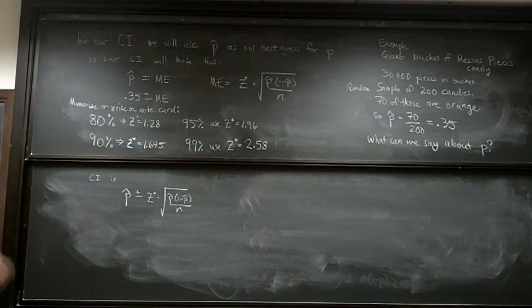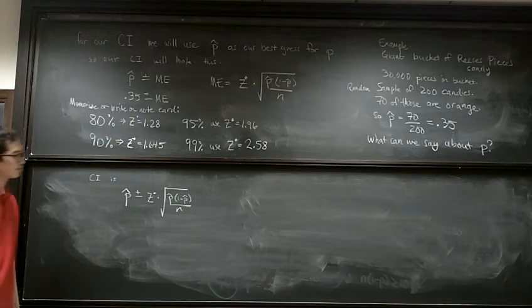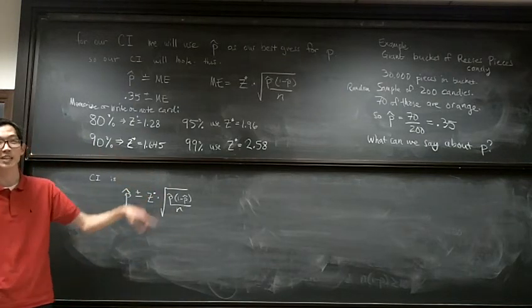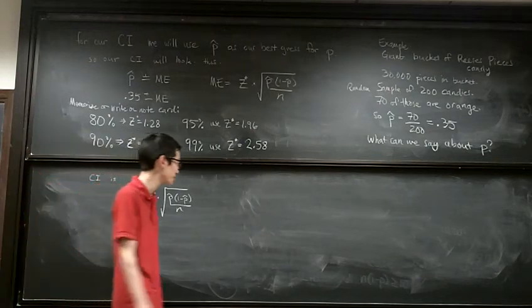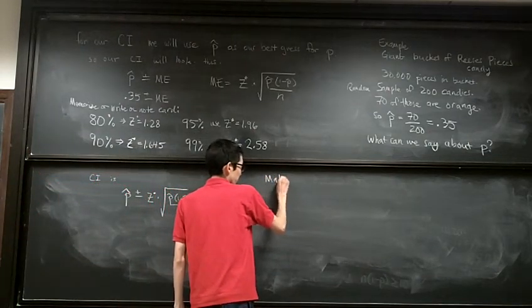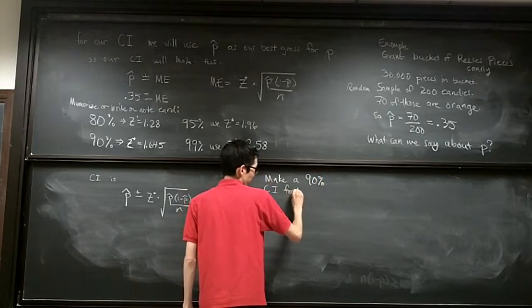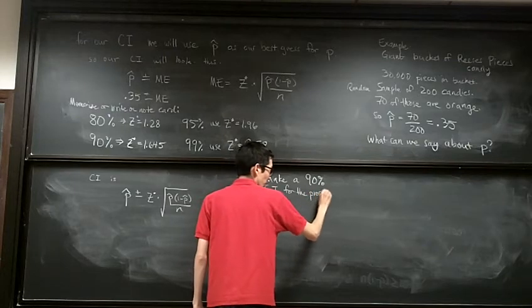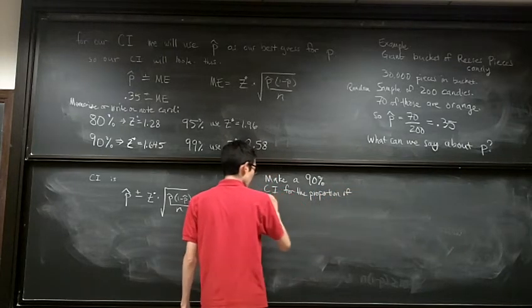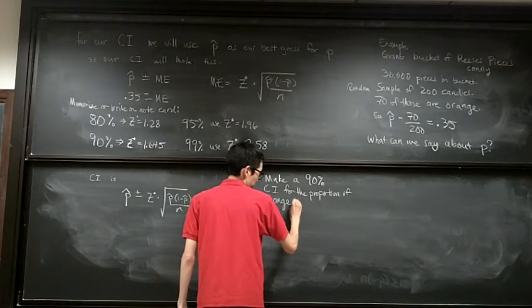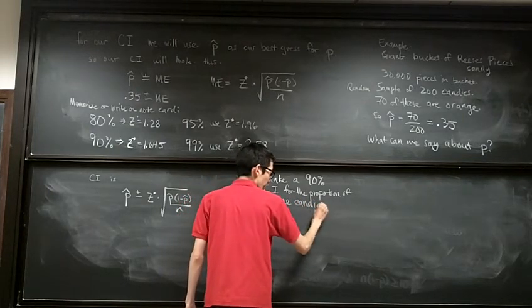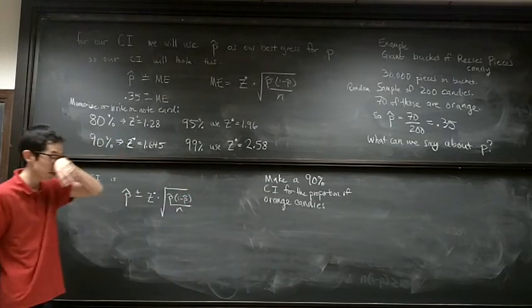Alright, so let's make a 90% confidence interval and a 95% confidence interval for the proportion of orange pieces in the bucket. Alright, you should be able to do this. I haven't done an example, but you should be able to do this. It's just putting numbers into the formula. Okay, just start off with the 90% confidence interval.